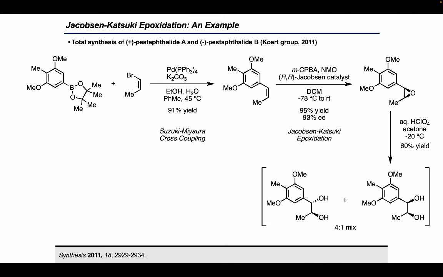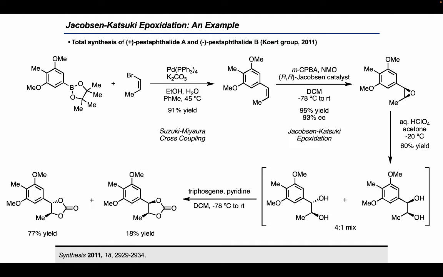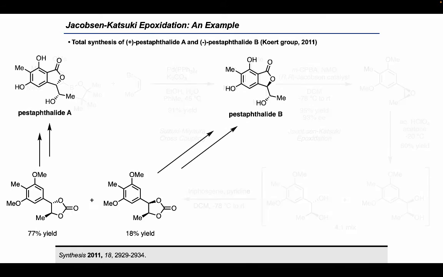The epoxide was then subjected to an aqueous hydrolysis at low temperature in order to obtain a diastereomeric mixture of products, both of which were carried forward by treating with triphosgene and pyridine to form cyclic carbonates. The cyclic carbonates obtained from the sequence were then further elaborated to reach the final targets.